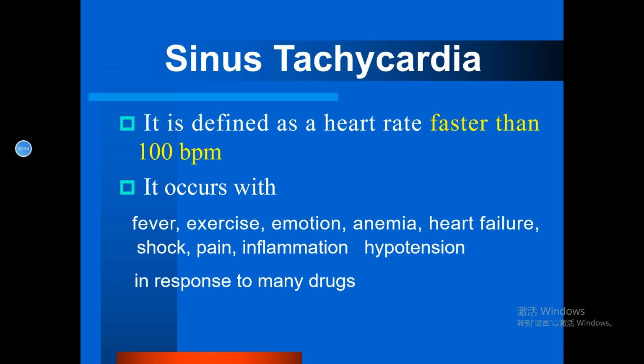So about the sinus tachycardia, it is defined as heart rate faster than 100 beats per minute. And sinus tachycardia usually occurs with fear, exercise, emotion, anemia, heart failure, shock, inflammation, and hypotension. And sometimes it responds to many drugs.